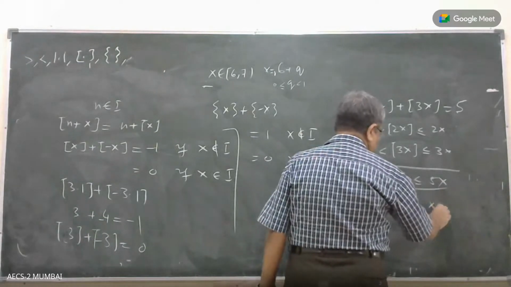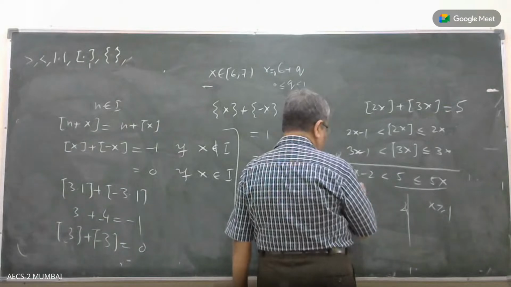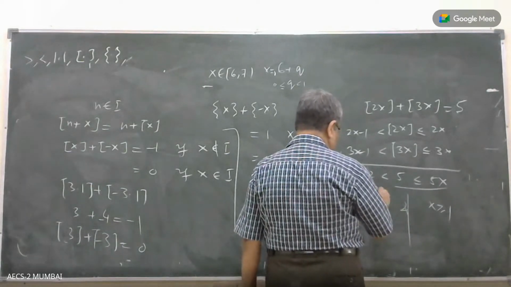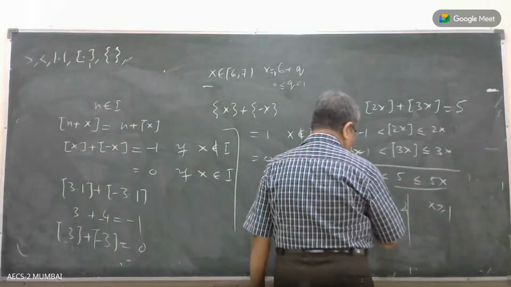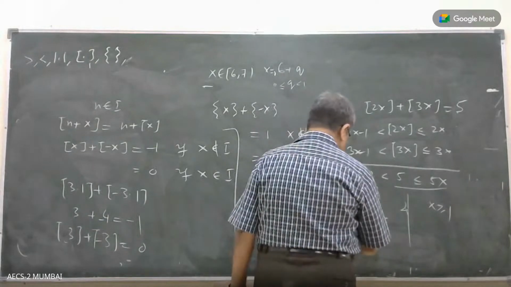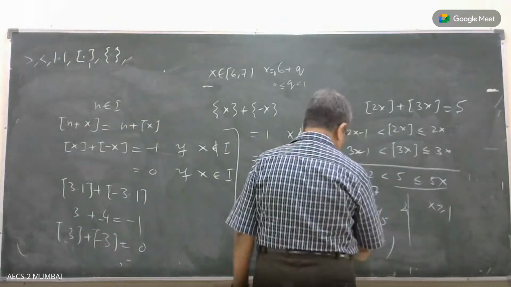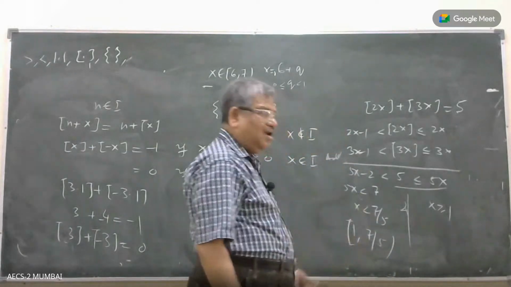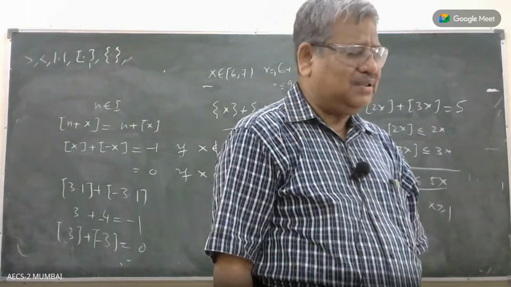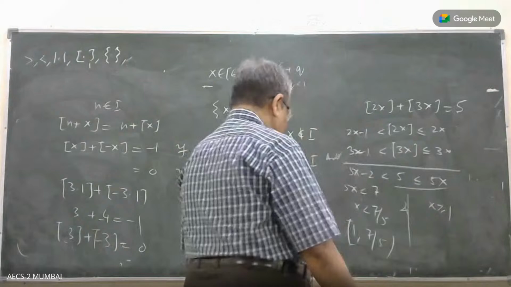This tells you that. And what does this tell you? Okay, sorry, you are right. X is between 7 by so 1 to. Is this correct? Seven by five is how much? 1.4, no? 1.4.